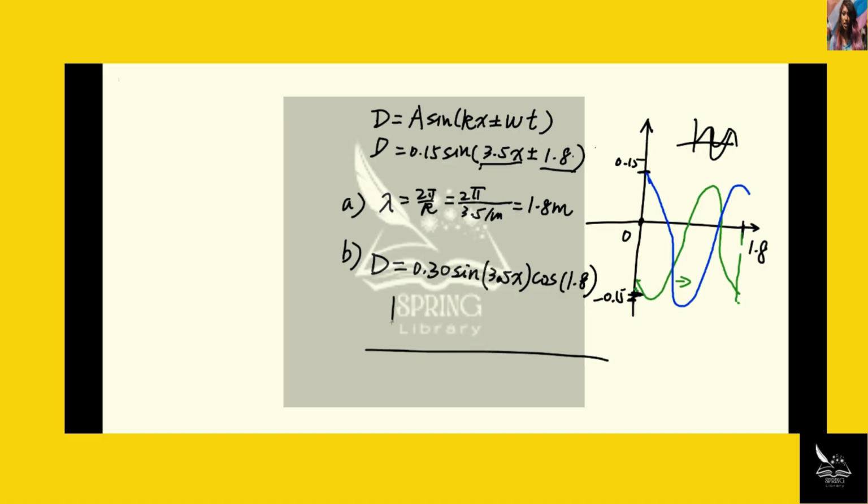And if we plot it, we will have the amplitude is larger, 0.30, negative 0.30. The wavelength also does not change. It's also 1.8. But here, as I said, since it's a standing wave, the node and antinode do not move. They're standing there, stationary.